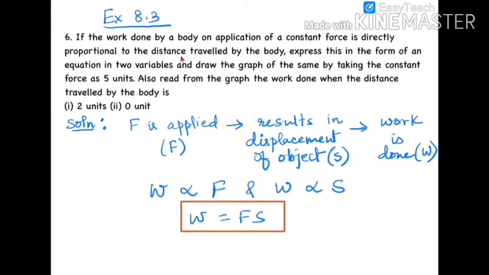Now in this question, the displacement is given as distance travelled and there is a constant force acting on the object which is given by 5 units. So we can replace in this expression force with 5. So we have work equal to 5 times S, where S in this question denotes distance travelled. In the actual definition of work done, this S represents displacement. But to keep this question simple, the displacement is considered as distance travelled. Can you guess under what condition will the distance travelled be same as displacement? When an object is travelling along a straight path and in the same direction. So to keep the question simple, the S over here denotes distance travelled.